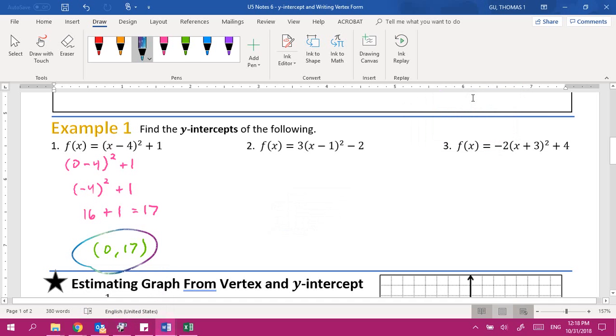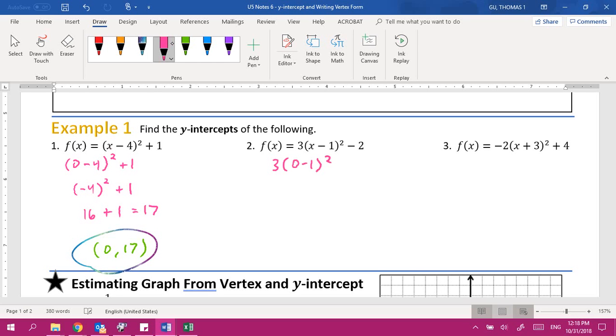All right, so let's check our answers to make sure everyone got the same thing. So on number 2, we got to replace the x with a 0. So it's going to be 3 times (0 minus 1) squared minus 2. We deal with the inside of the parentheses first. So now what's inside the parentheses? -1. Then we square it. What is negative 1 squared?